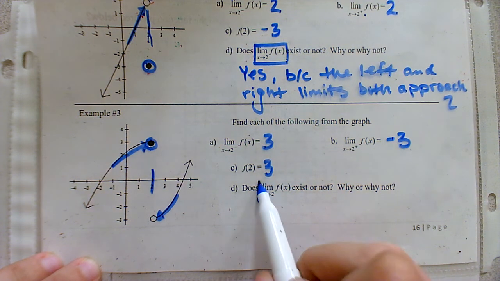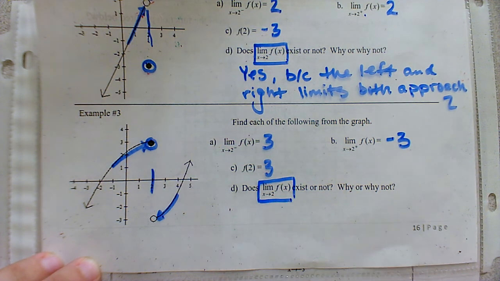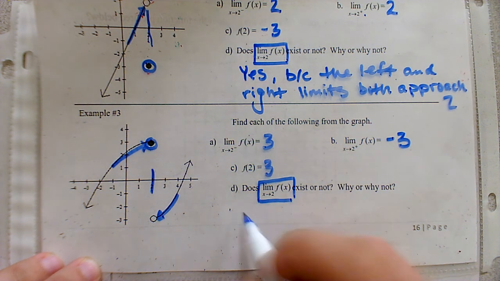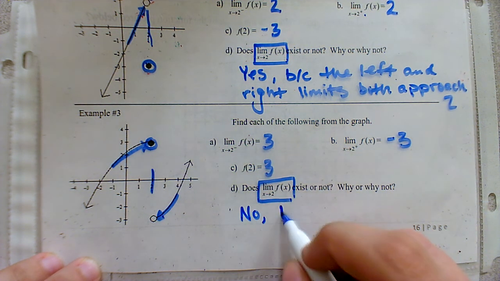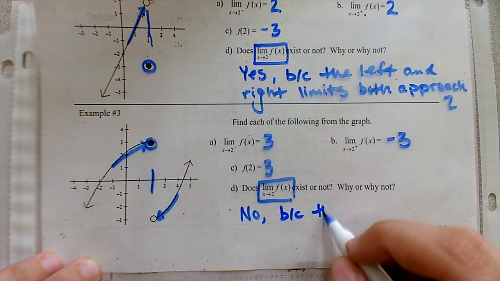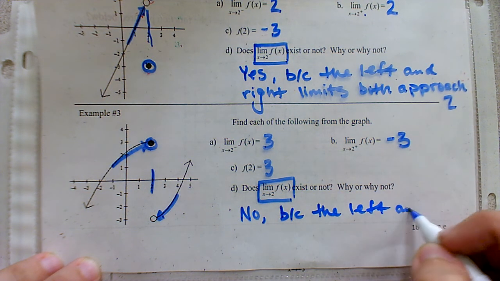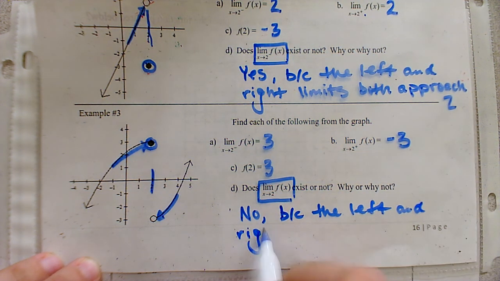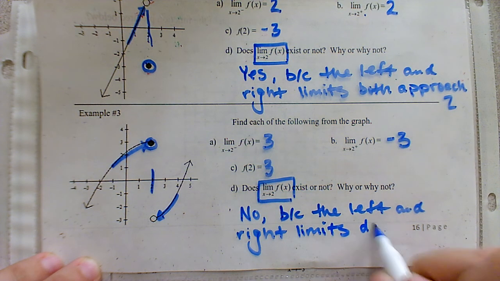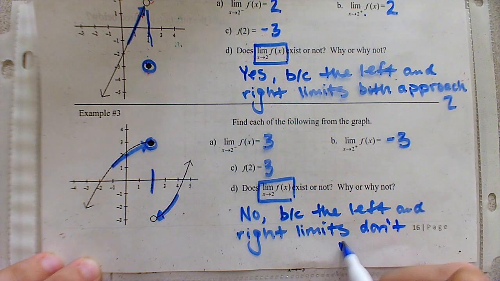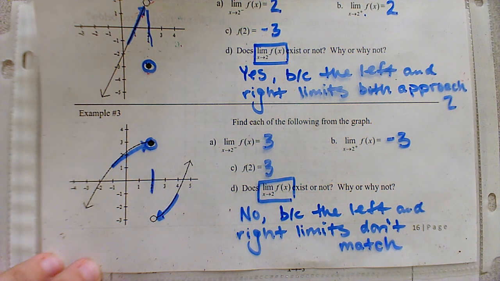So if we take a look at the overall limit at 2, notice how the left-hand side and the right-hand side did not approach the same value. So our overall limit would not exist. So no, because the left and right limits don't match, meet, have the same value, whatever wording you want to use.